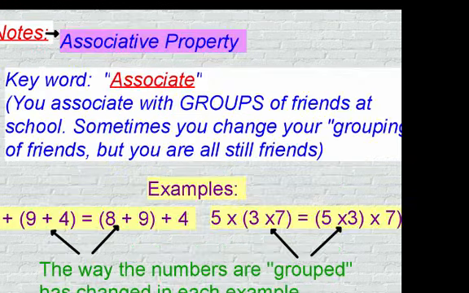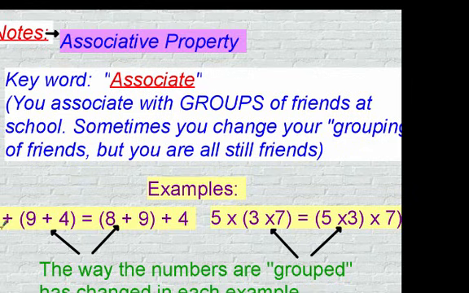All right, speaking of the associative property, that is our next property. And the key word here is associate. Associate means you associate with groups of friends at school. All right, it's how you're grouping. That's all it means. Associate means to group. So, sometimes you change your grouping of friends, but you're all still friends. Maybe you and one person are hanging out one day, and then you and a different person hang out the next day. You're still all friends, you're just changing how you group. Well, same thing works with our operations. It doesn't matter how we group our numbers, we still get the same answer.